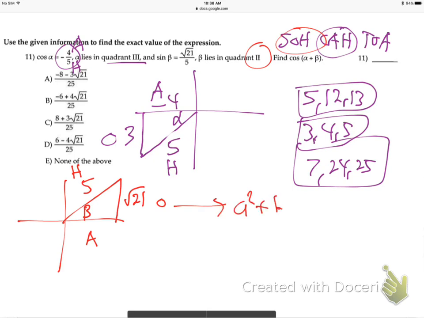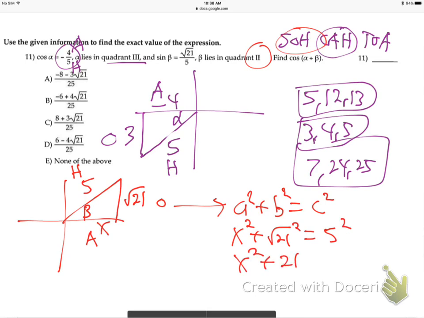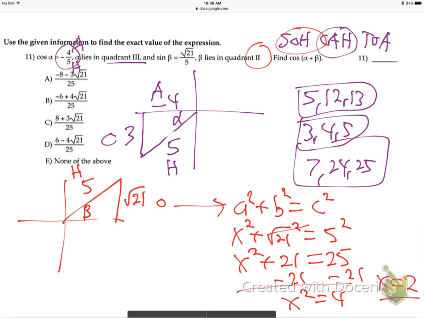A squared plus B squared is the Pythagorean theorem. I don't know what this is, call this x or whatever. X squared plus root 21 squared is 5 squared. So x squared plus 21, right? The root and the square cancel each other out here. And this is 25. Subtract 21. X squared is 4. Root it. X is 2, isn't it? So this is 2 right here.